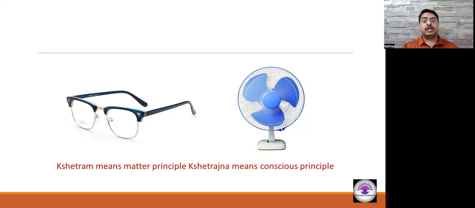If the Kṣētram is an experienced object, every experienced object presupposes an experiencer, illuminator or conscious principle. That enlivening conscious principle is called Kṣētrajña. So, Kṣētram means matter principle and Kṣētrajña means conscious principle.